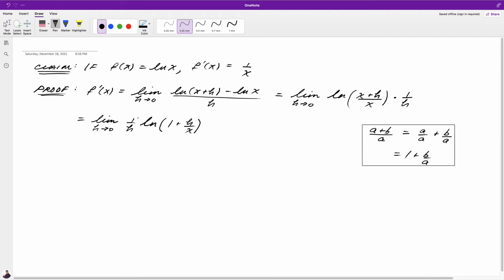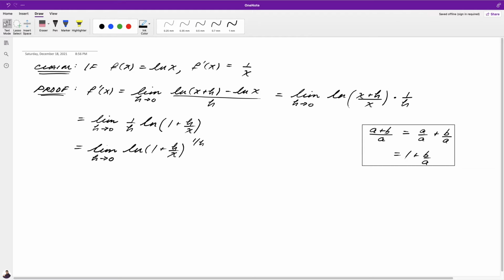Well, interestingly, I can take this and bring it up. That's something I can do. I don't know if that's something I should do. Let's experiment with it. Let's see where it brings us. It's going to give us the limit as h trends to 0 of the natural log of (1 plus h over x), all raised to the 1 over h power.